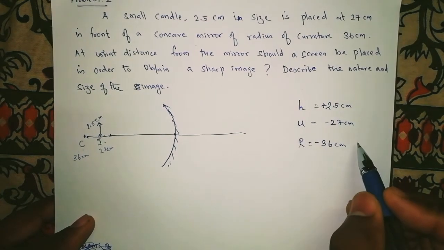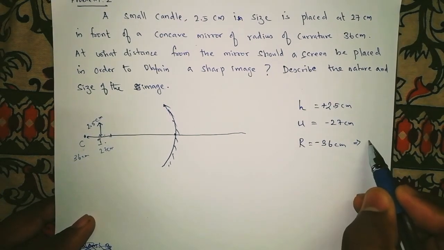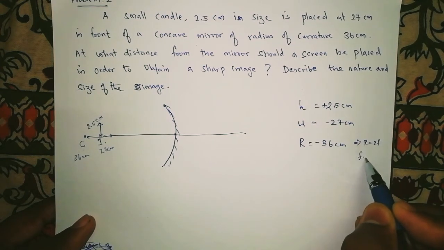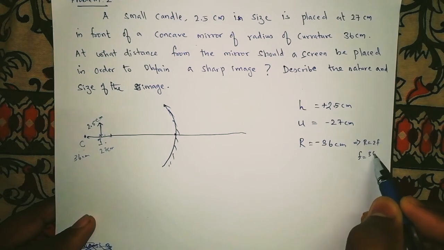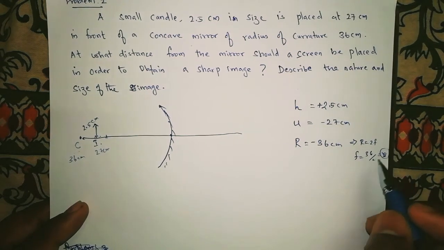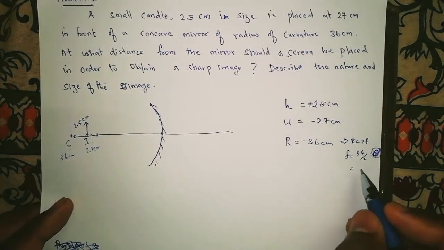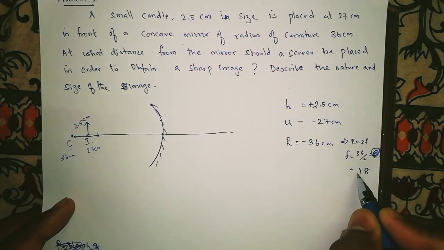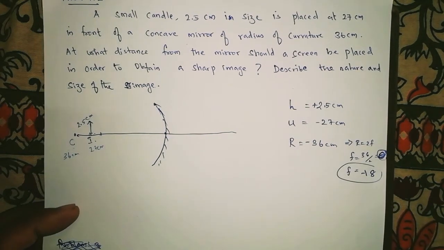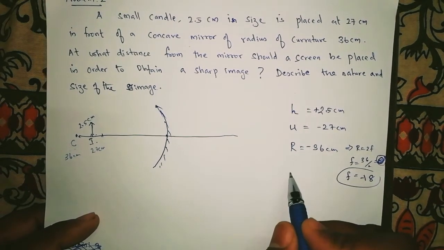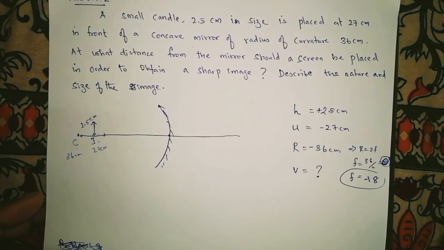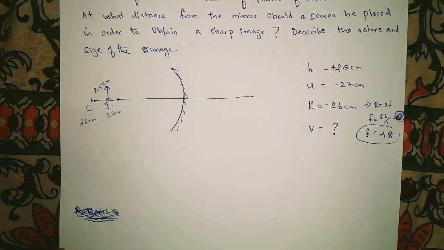So from this we can find the focal length also. We know that r is equal to 2f, so f is equal to r by 2. 36 by 2 becomes 18. So you can keep this also. I can write it here: 36 by 2 gives 18, so minus 18. That is the focal length. Clear? So we should find v. Because they are asking about the image, we should find v.